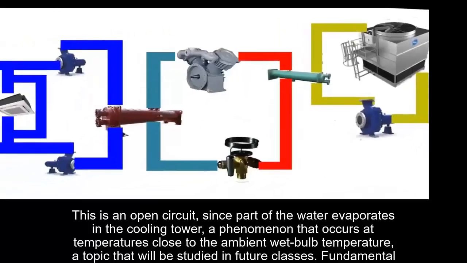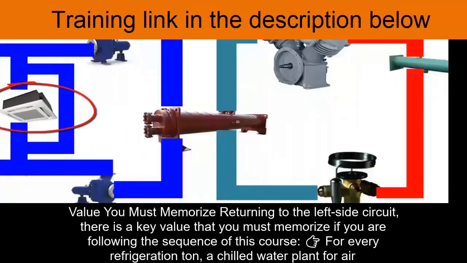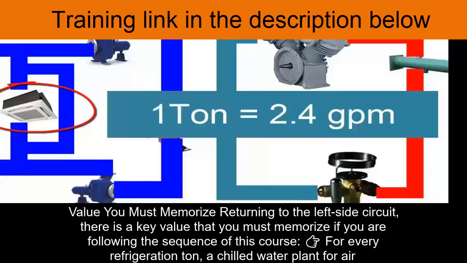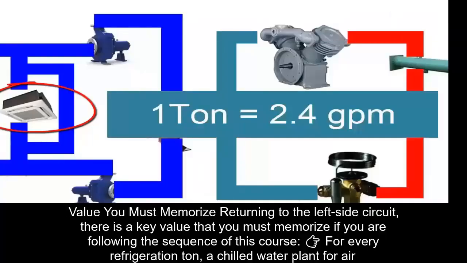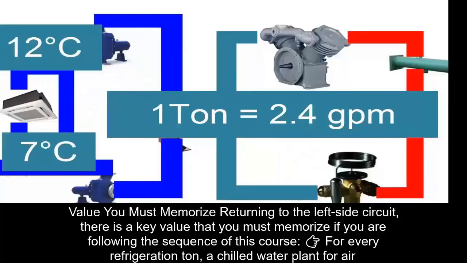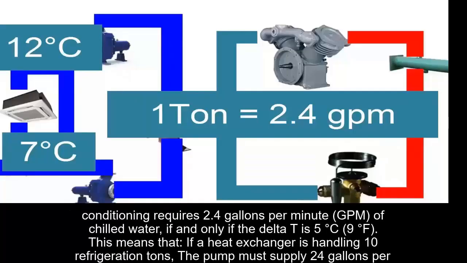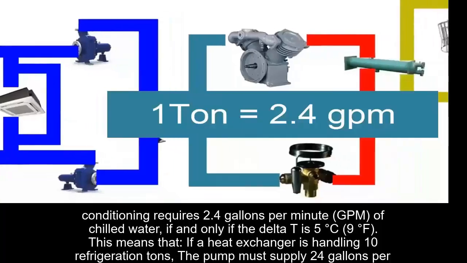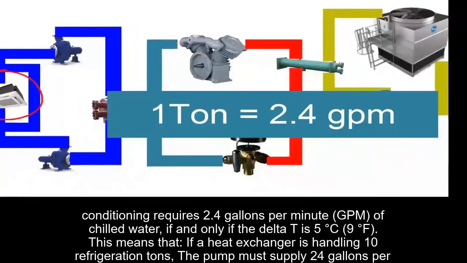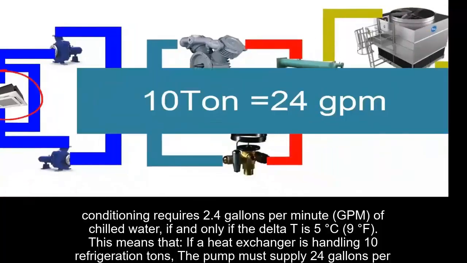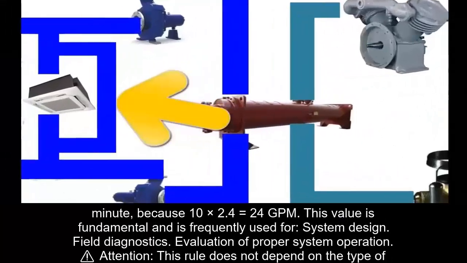Fundamental value you must memorize. Returning to the left side circuit, there is a key value that you must memorize if you are following the sequence of this course. For every refrigeration ton, a chilled water plant for air conditioning requires 2.4 gallons per minute of chilled water if and only if the delta T is 5 degrees Celsius or 9 degrees Fahrenheit. This means that if a heat exchanger is handling 10 refrigeration tons, the pump must supply 24 gallons per minute because 10 times 2.4 equals 24 GPM.